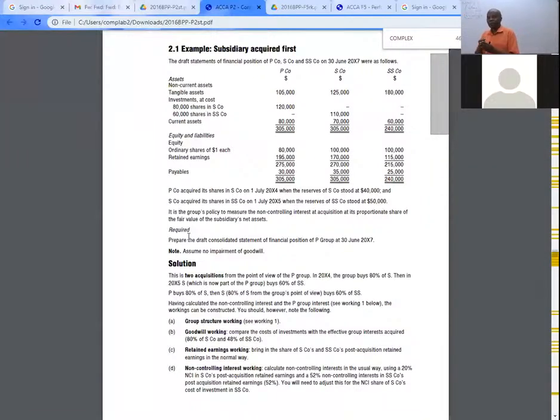But if the push comes to the shove, if the examiner rings the bell, telling you straight away that you have got 5 minutes, you simply get your calculator and add. You'll be surprised if you go that way, you will end up getting about 8 marks out of say 20 without knowing any consolidation at all. So we are moving on. The next one, I can see so many comments here. Yes, great. Don't add, chapter, don't add.